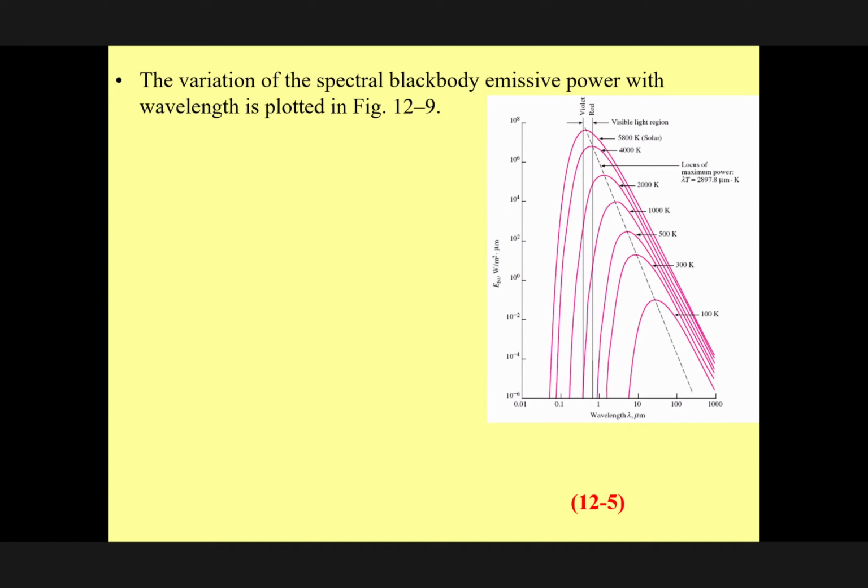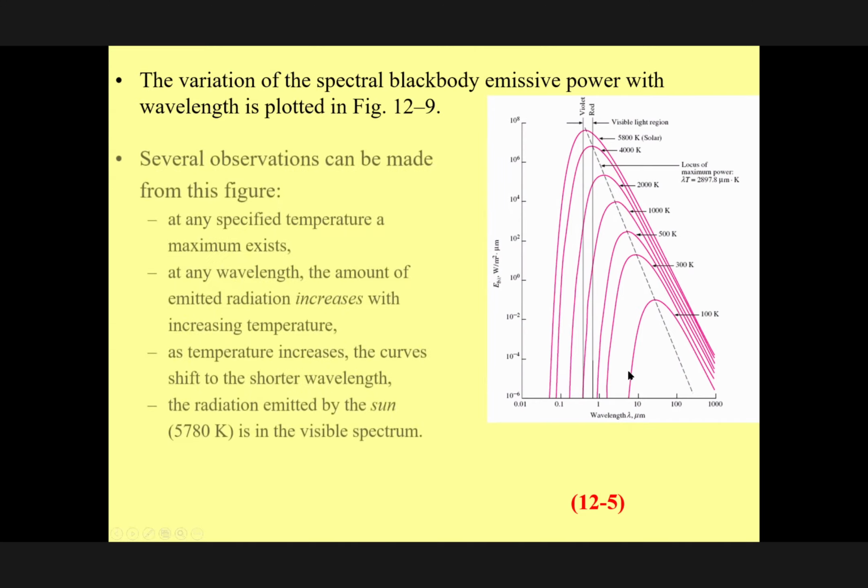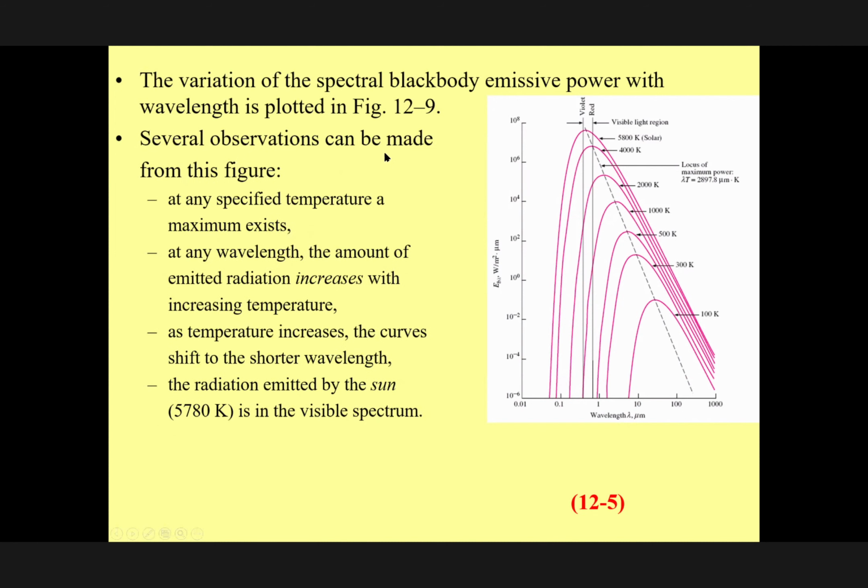Think about it. Okay. The variation of blackbody emissive power within this graph shows several observations can be made. Please look at here. At any specified temperature, a maximum exists. As I mentioned here, maximum, maximum, maximum, maximum. At any wavelength, the amount of emitted radiation increases with increasing temperature. If you look at here, at 100, when we move to 300, the amount of energy increases. If I move to 500, energy increases.